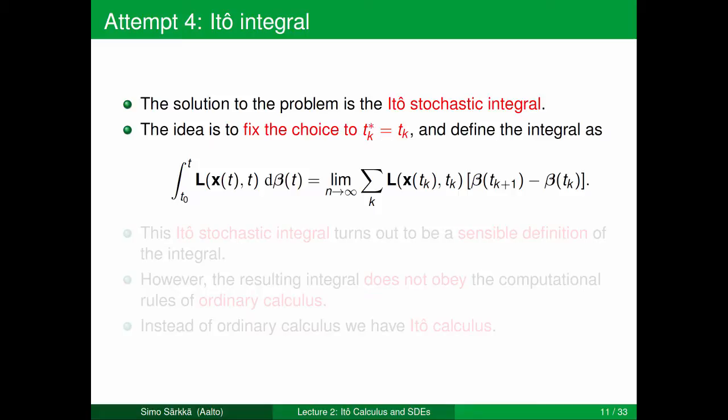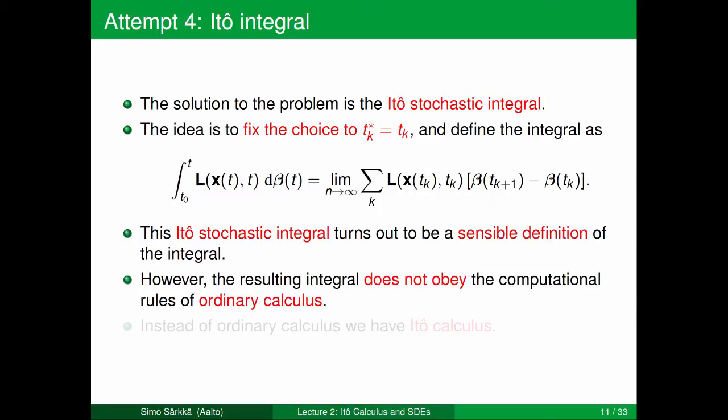The basic idea is to recall that the problem in the definition was that the limit was not independent of the choice of t* in those small intervals from t_k to t_{k+1}. So the idea of Ito is that let's not attempt to compute the limit for arbitrary t* in that interval, but let's choose the beginning of the interval as the evaluation point. So the integral of L dβ is defined as the limit of L evaluated at (x(t_k), t_k) times the increment of the Brownian motion. It turns out that this definition is sensible in the sense that we have a unique limit.